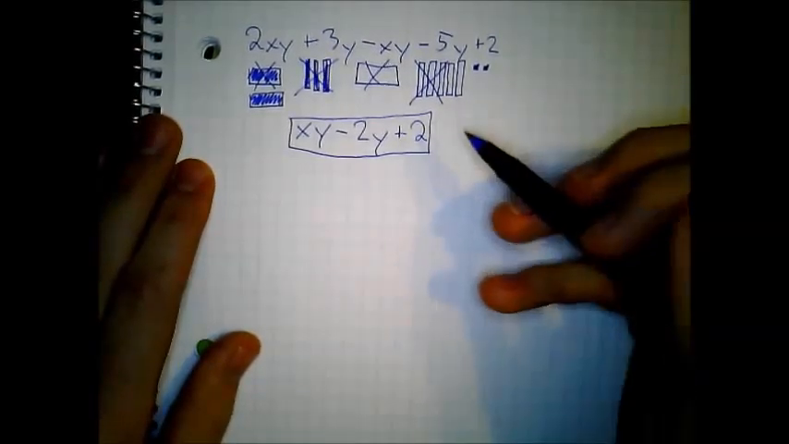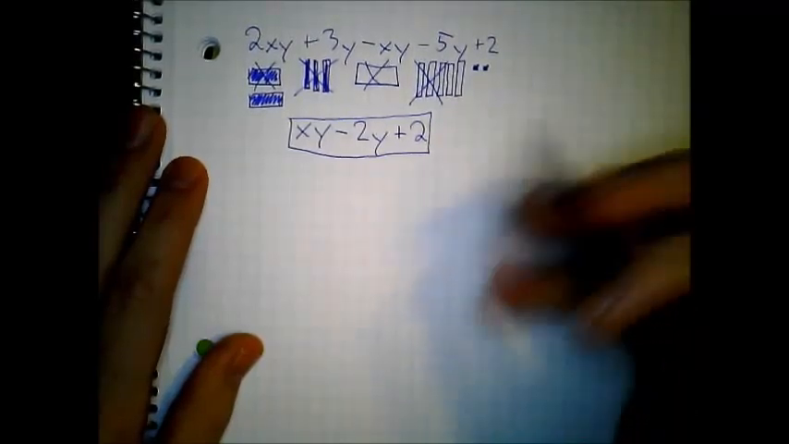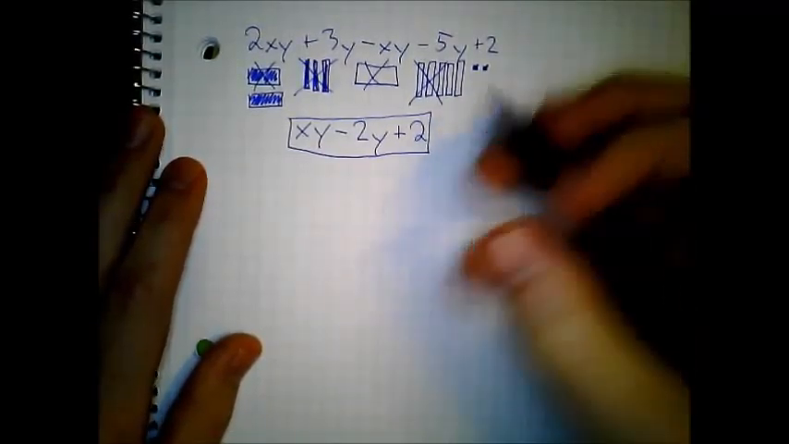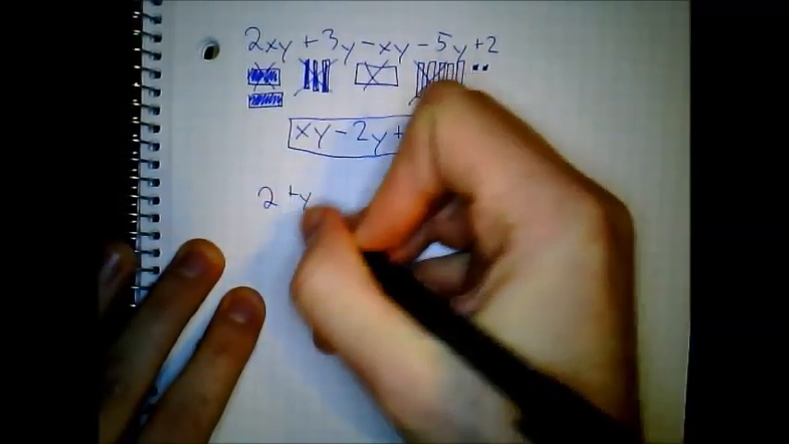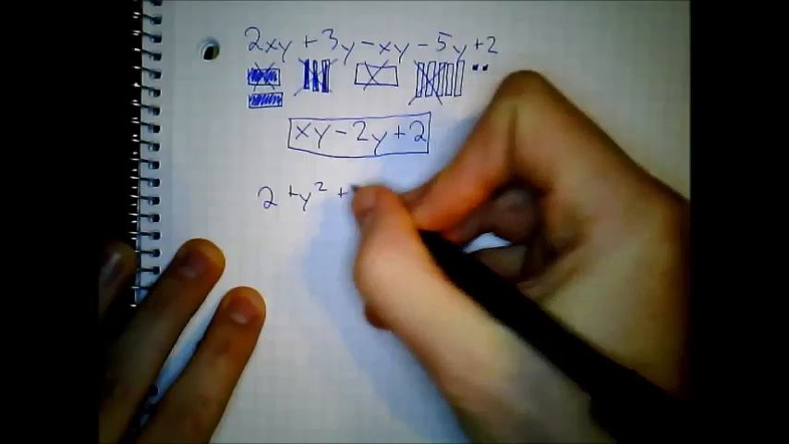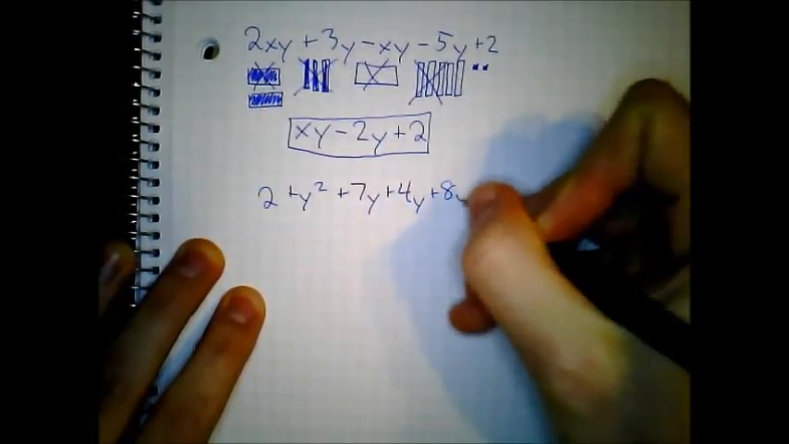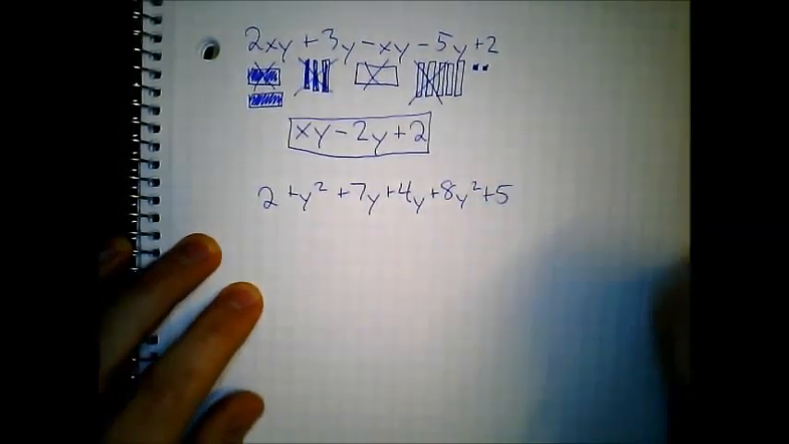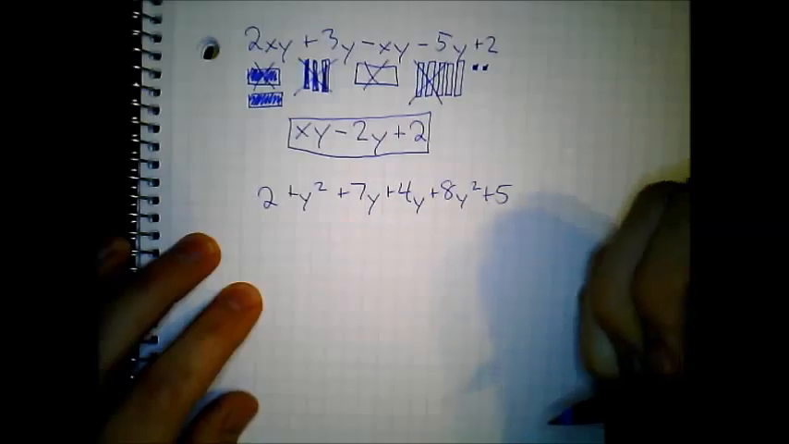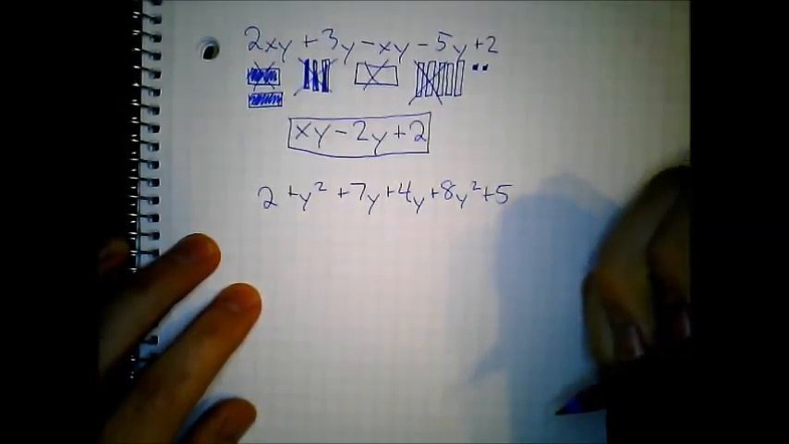So why don't you try these examples on your own by pressing pause. I'll write them out. You try them on your own, and then you could hit play to resume to check your work. So let's say we have 2 plus y squared plus 7y plus 4y plus 8y squared plus 5. So press pause, try and answer this one, then press play to resume so you can check our work together.